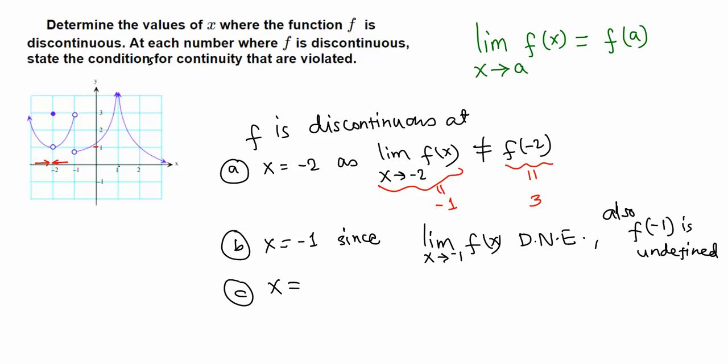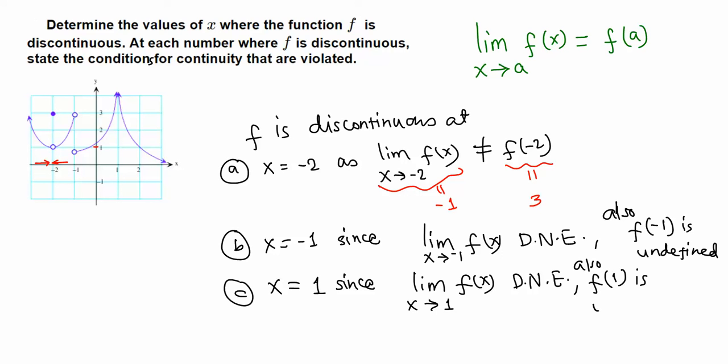And if we move along, here is 1. What happens here is when we approach 1 from right or left, the function increases without bound. So the limit does not exist. Since the limit of the function as x approaches 1 does not exist, and at the same time x equals 1 is a vertical asymptote and there is no function value, the function at 1 is also undefined.